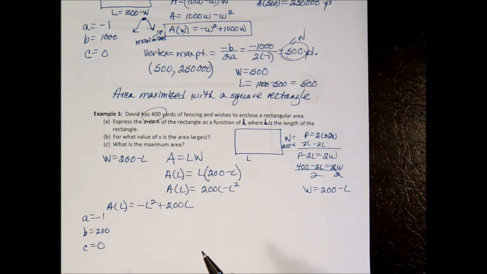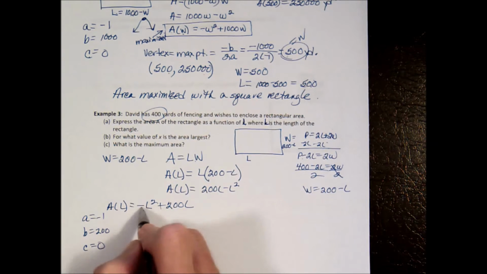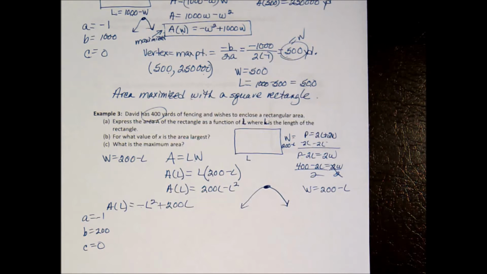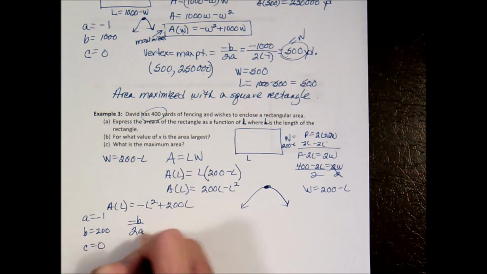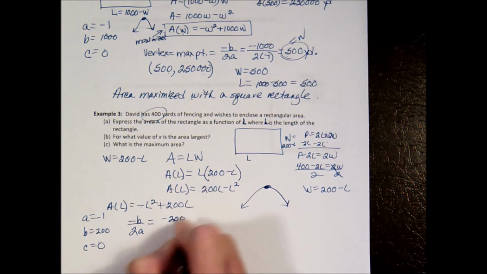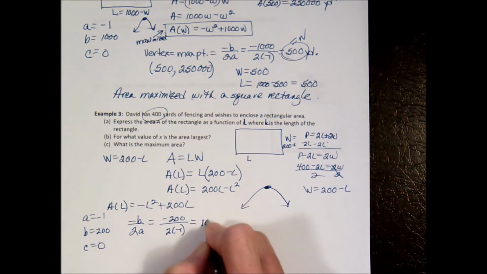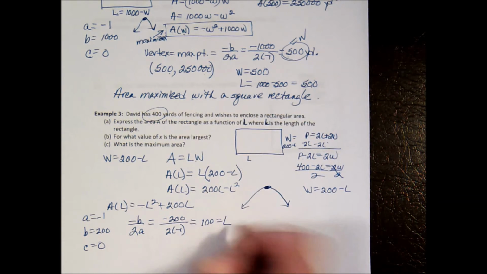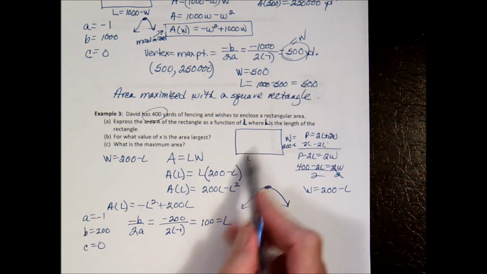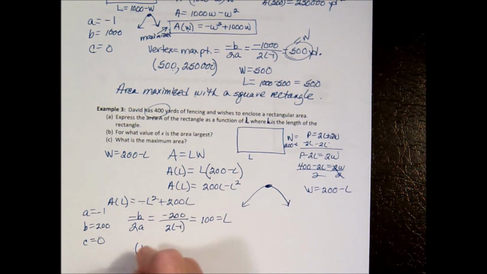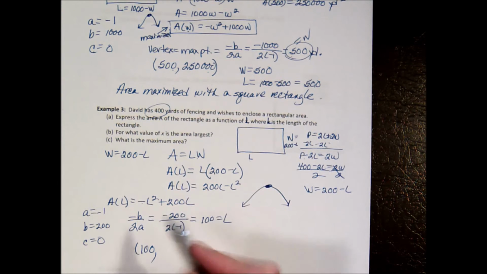So I know that it's opening down. I know the area is maximized right there. That's my max point, but it's also my vertex. So I need -b over 2a, which is -200 over 2 times -1, which is just 100. So I know that when my length is 100, my area is going to be maximized. So when my length is 100, what is my area? Put it right back into that formula.